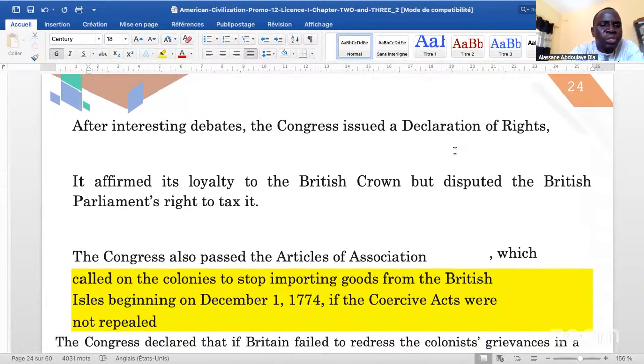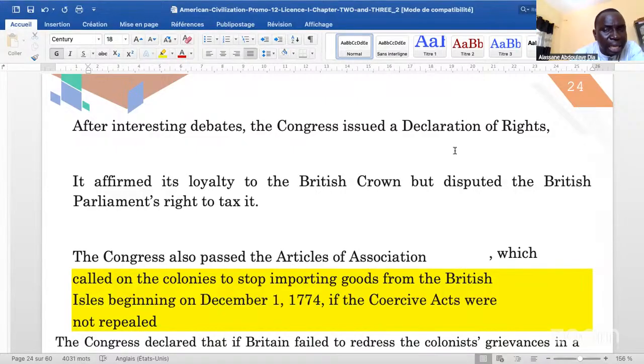So after interesting debates, the Congress issued a Declaration of Rights. It means after they discuss, it's just like students. When you meet for a strike, you don't come and automatically declare a strike. No, you write a document, a memorandum. You say all your frustrations. So when the delegates came, they had interesting debates, and the Congress issued a Declaration of Rights.